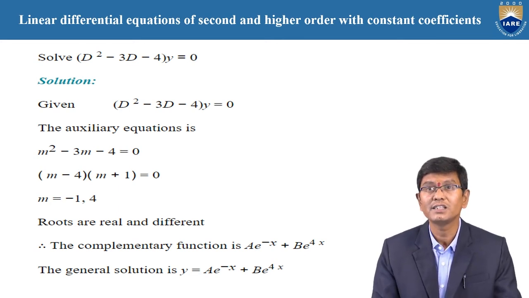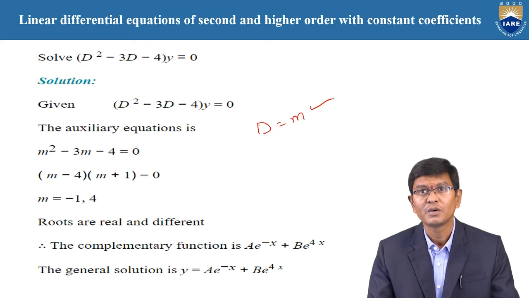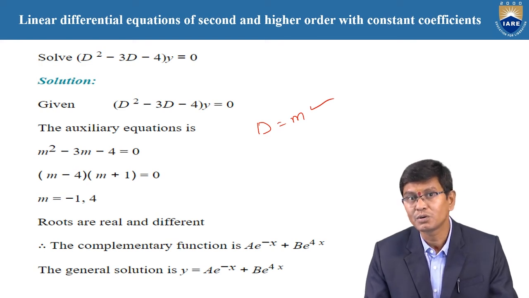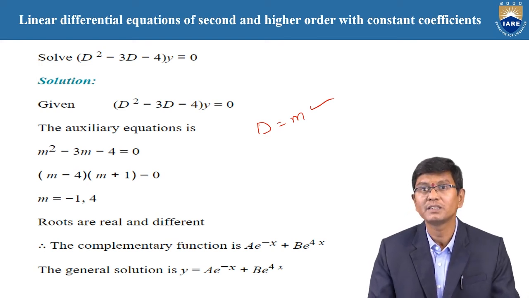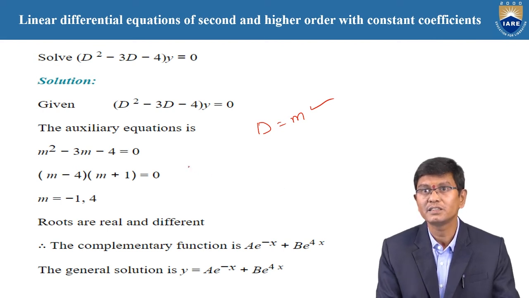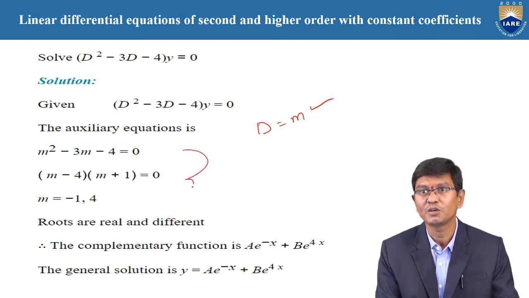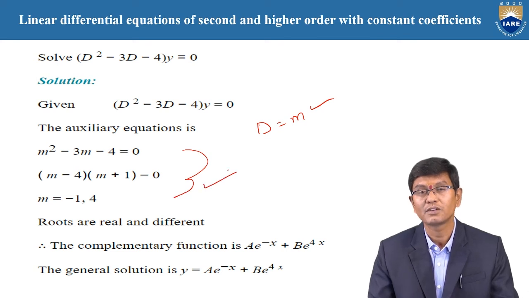Therefore, the auxiliary equation is the replacement of D with the m value. So m square minus 3m minus 4 is equal to 0. By solving this equation, you obtain m is equal to minus 1, 4. That means the roots are of the different category.